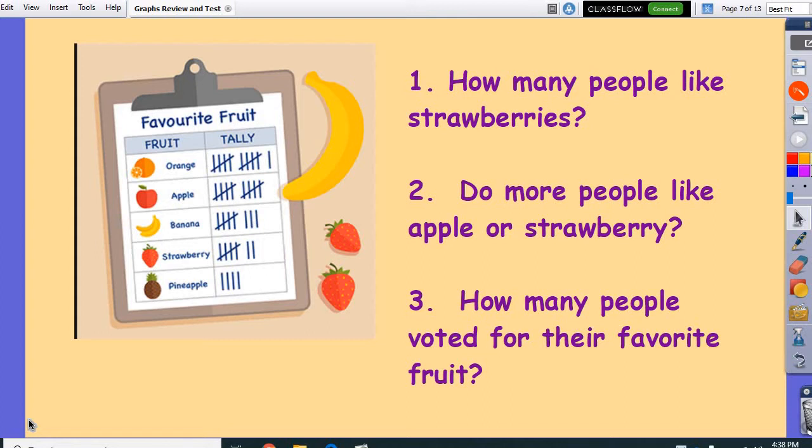Alright, so I'm going to read you the questions and then you will write your answer down for each one, and then we'll go on until we get done, okay? Alright, so number 1. How many people like strawberries? Look over here at this tally chart. And how many people like strawberries?